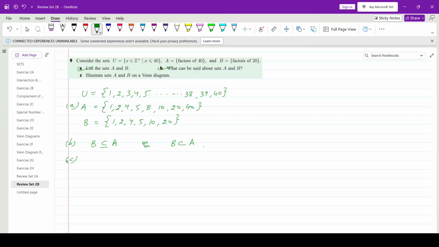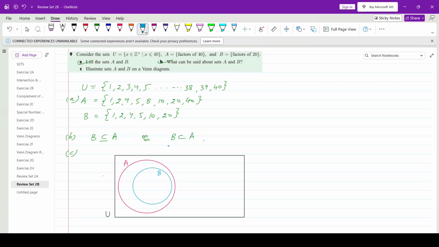We have done this. Section C, illustrate sets A and B on a Venn diagram. As we know, B is a subset of A, so B has to come inside A. And the elements of B are 1, 2, 4, 5, 10, and 20. And the elements of A are 1, 2, 4, 5, 8, 10, and 20 we have already taken, and 40.